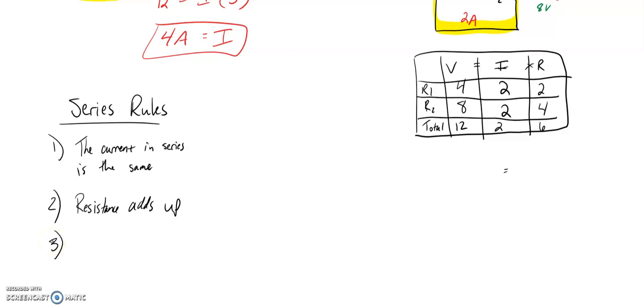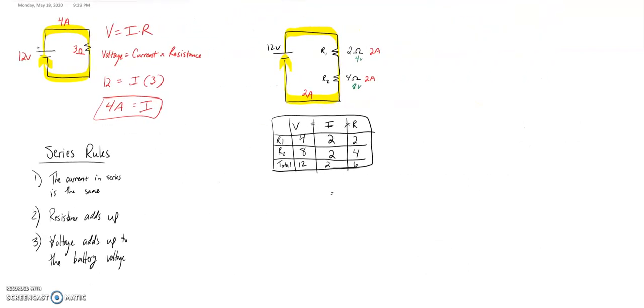And our third rule for series circuits is that the voltage adds up to the battery voltage. We saw that in our second example. We had 4 volts across R1, 8 volts across R2, 4 and 8 adds up to 12. On your homework for today, this will get you through number 1. Number 1 has 2 resistors that are in series with each other.